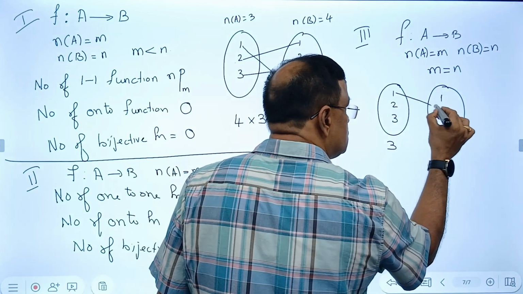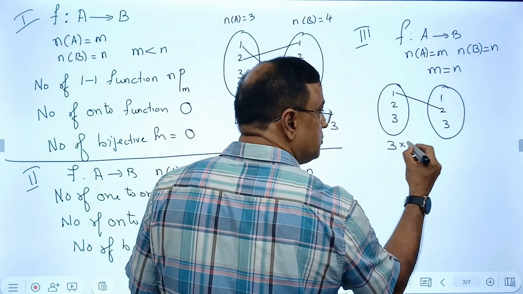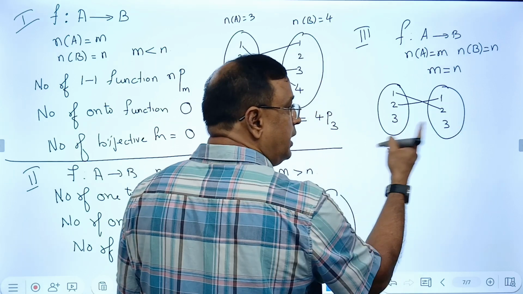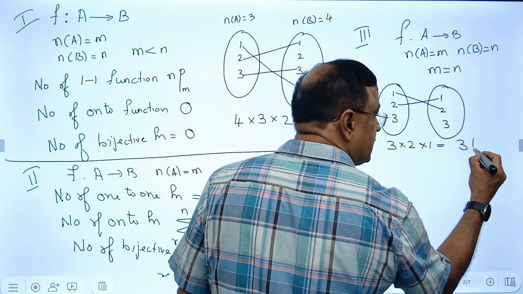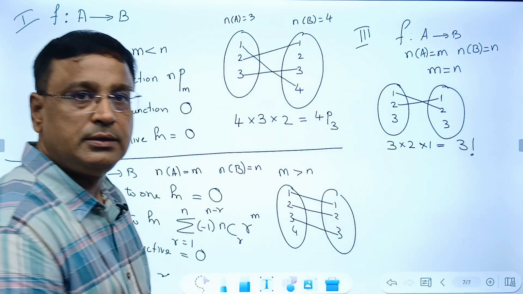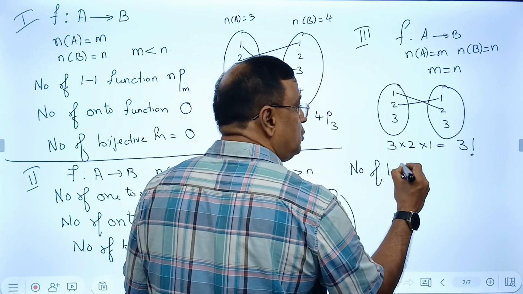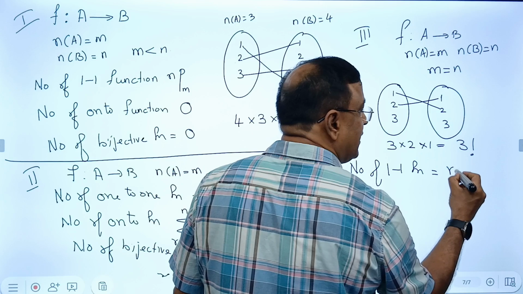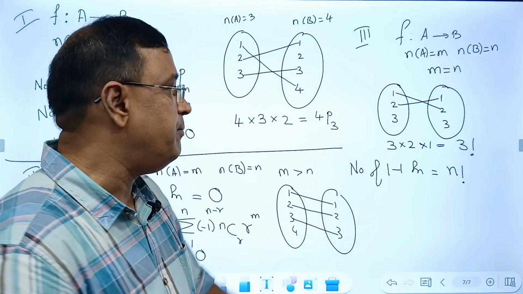Let us assume it goes to 2. Then 2 can go to any one of the other 2 elements, otherwise it can't be one-to-one. So there are 2 ways. Now 3 has to go to 3, so there's only one way. So this is basically 3 factorial. Therefore, the number of one-to-one functions, in this case, is either n factorial or you can call it m factorial because n equals m.